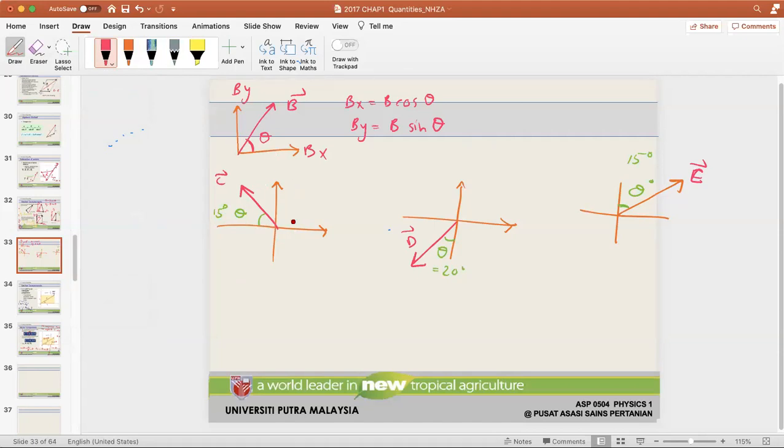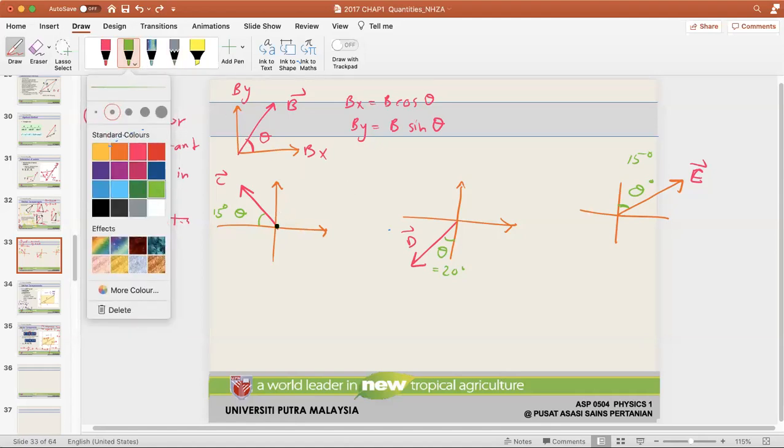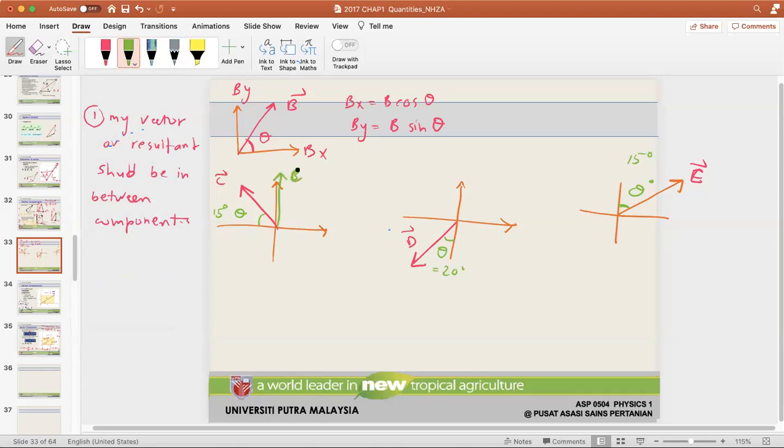What should I do? My vector should always be in between my components. That's the first point. My vector or my resultant should be in between the components. For example, I said earlier Bx is here and By is here. My B vector, or my resultant vector, is in between Bx and By. So if my resultant vector is here, my Cx and my Cy should be over here. My Cy should be here.